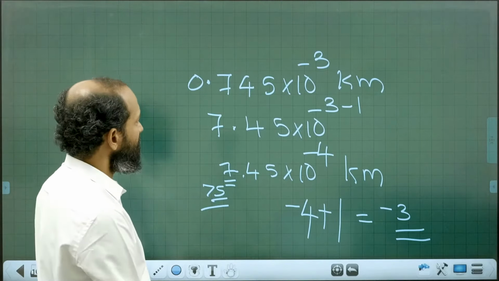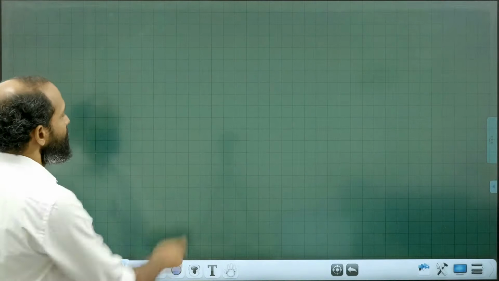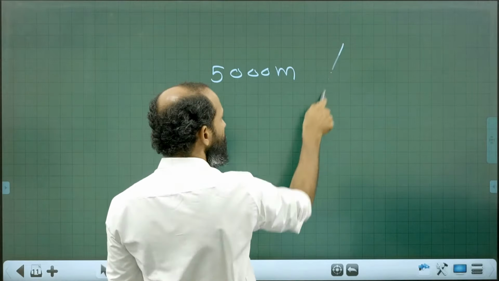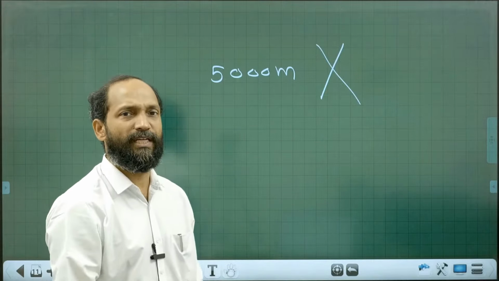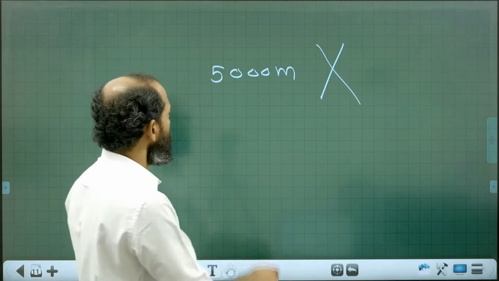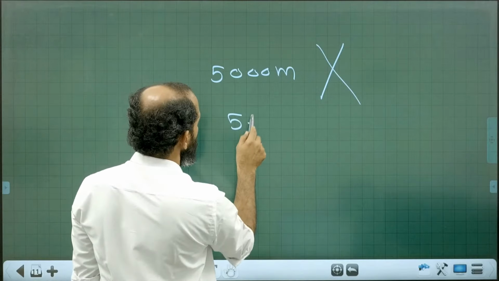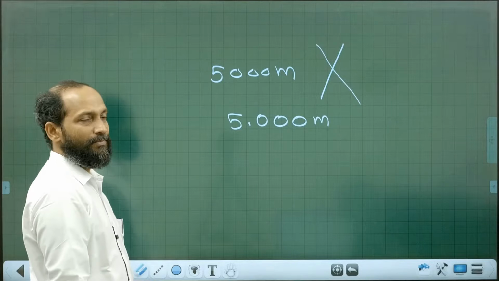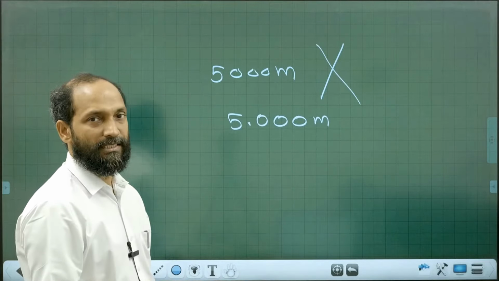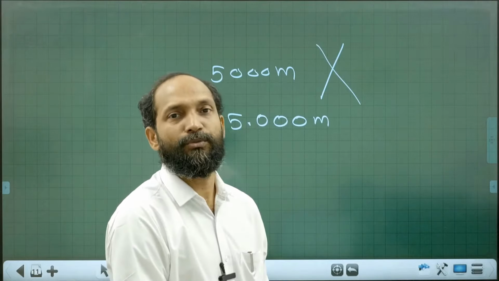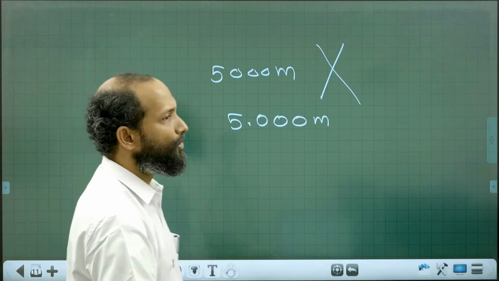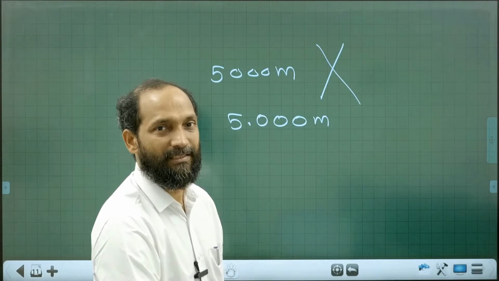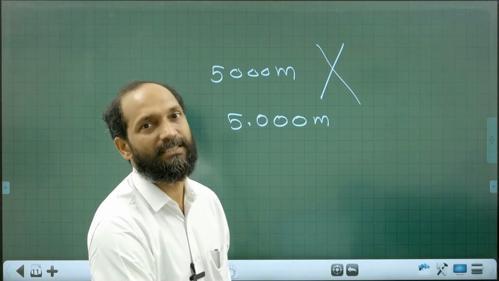This is the way. I hope, children, you are clear. Sometimes you may write 5,000 meter. You never express it like this. It is a wrong way to write. You have to write 5.000 meter, like this. Then it is correct. Zeros are ambiguous. You should not lead any ambiguity in expressing results. You should not transfer ambiguities while measuring. That is the way of science. Clarity.